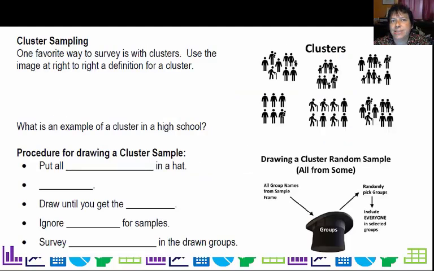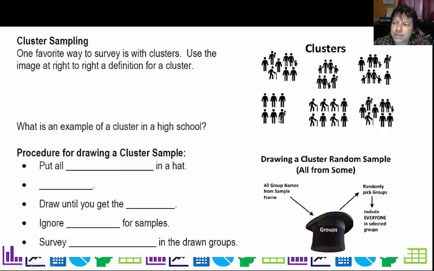One favorite way to survey is with clusters. So we're going to use the image at the right here to come up with a definition for a cluster. If you look at the groups, there are groups of people here, another group, a group, a group. What would a cluster be? Well, a cluster is a group, really. And it doesn't mean that the group has to have everything in common.